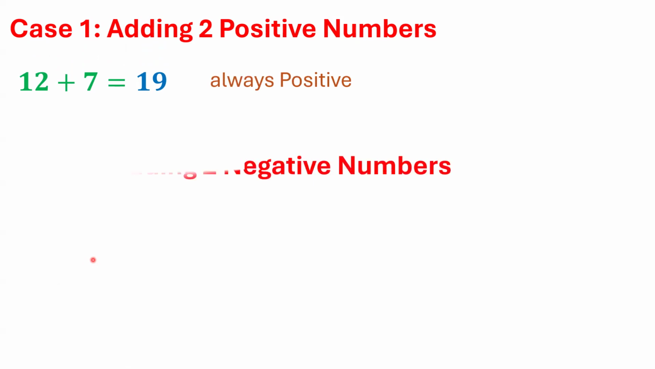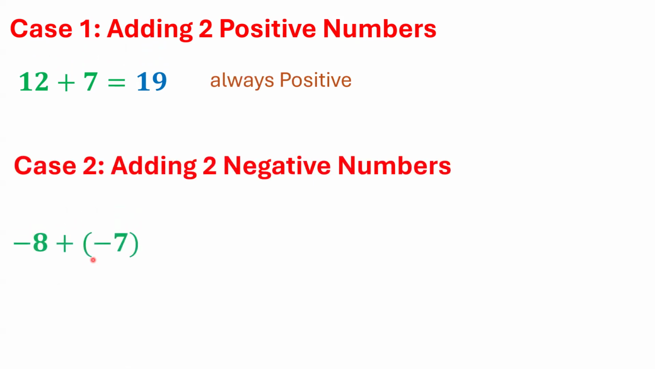Case two, if I'm adding two negative numbers. If I have -8 plus -7, it can be written as -8 plus -7 without the bracket, both ways are correct. Here I consider the -8 as a loan, like you bought something for £8 and you added to it another loan, which is -7, like you bought another thing for £7. So in all, you lost £15.